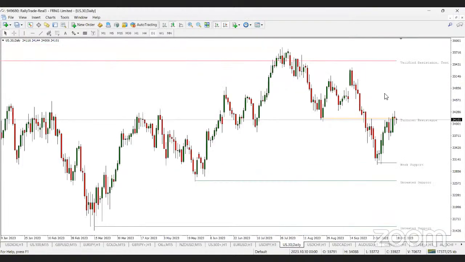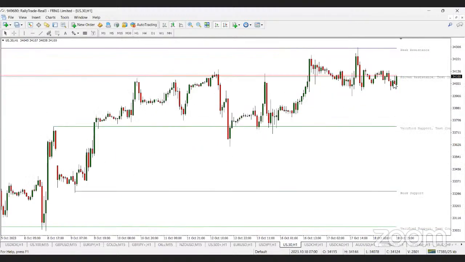Good. So this is US 30. And for US 30, we've seen this push up just like we saw US 100, and then it's currently at a resistance point here. Let's check it out on 1 hour, see what's up.